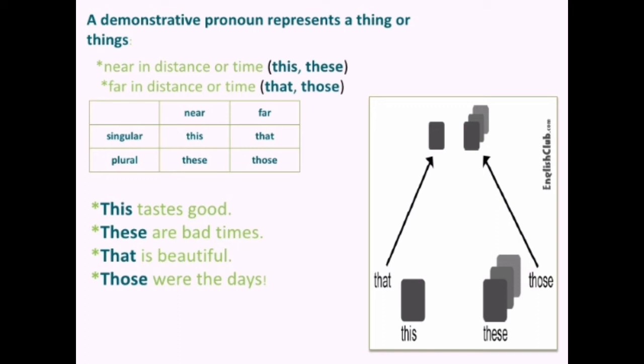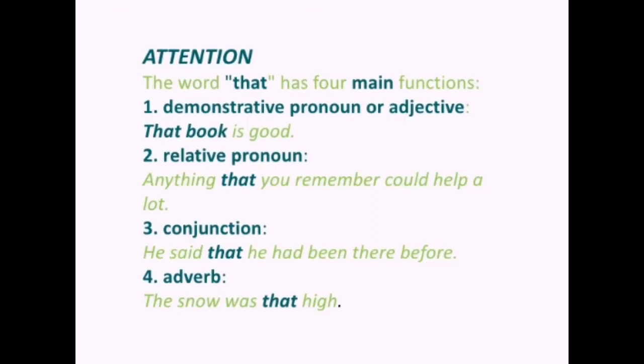A demonstrative pronoun may represent a thing or things. Like you all know, this and these are used for the things which are near to you. If they are far away from you, if they're distant from you, then you use that, those. As you can see in the image also, right? That, those for distant things, this, these for nearby things. Okay, this tastes good, these are bad times, that is beautiful, those were the days. So these are demonstrative pronouns. Now you have to pay attention that the word that has four main functions: demonstrative, pronoun, or adjective.